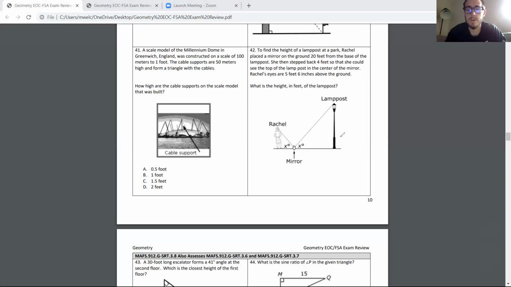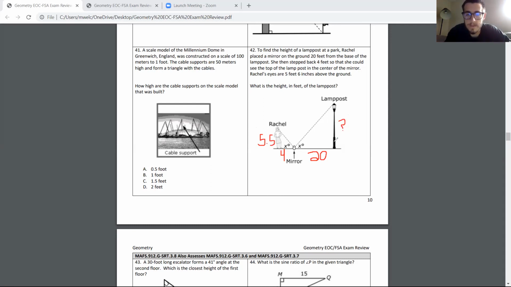She placed a mirror on the ground 20 feet from the base of the lamppost. So this distance right here is 20. She stepped back 4 feet. So this distance right here is 4. Rachel's eyes are 5 feet 6 inches above the ground. There's 12 inches in a foot, so that means she is 5.5 feet. We want to make sure everything is in the same unit. So we have that height, and we're looking for this height right here.